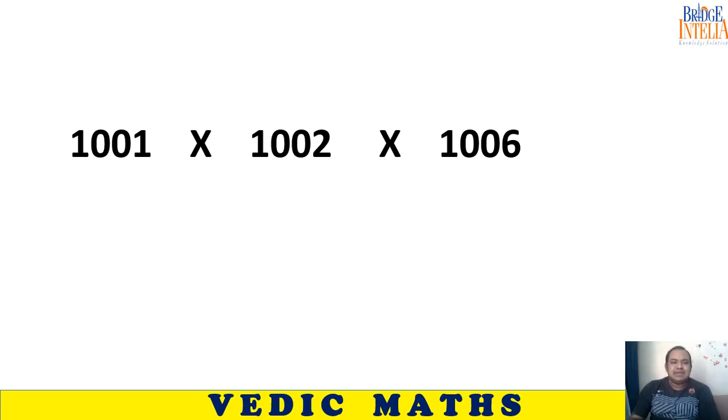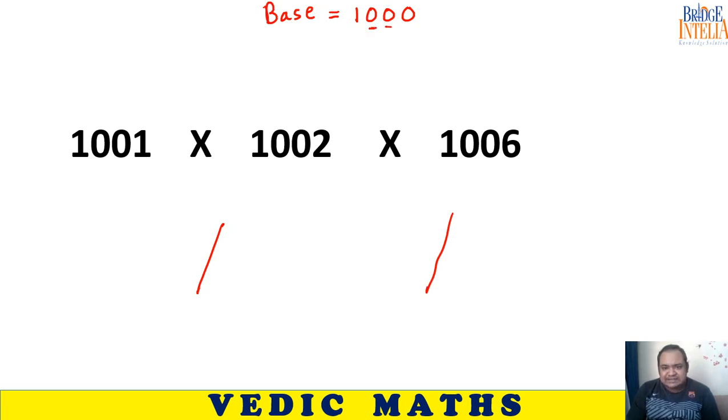So here, what will be the base? All the three numbers are near to 1000, not 100 this time, but 1000. So base is 1000. So answer will be given in three parts. Now since the base is 1000, 1000 has three zeros. So in the middle part, you will have to fill three blank spaces. And in the last part also, there will be three blank spaces. Why three? Because 1000 has three zeros. And in the first part, you don't have to worry how many blank spaces are there.